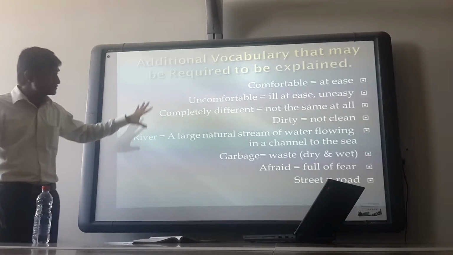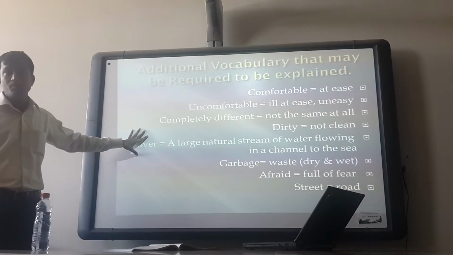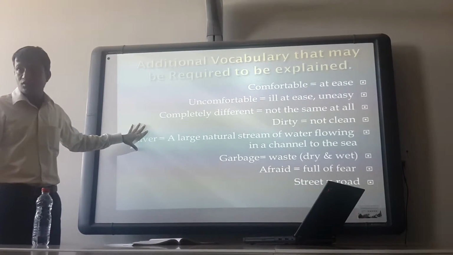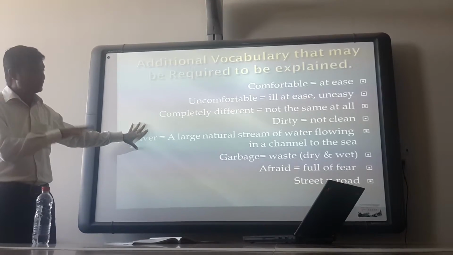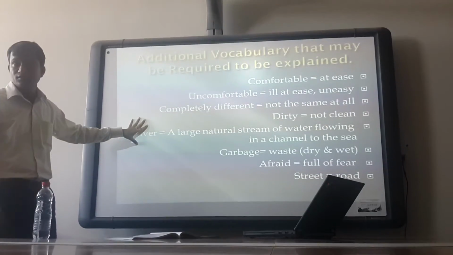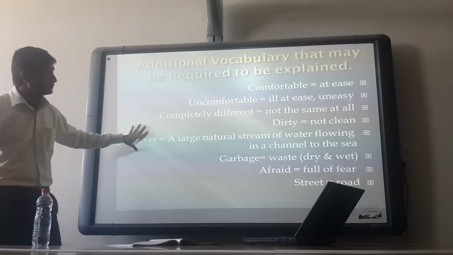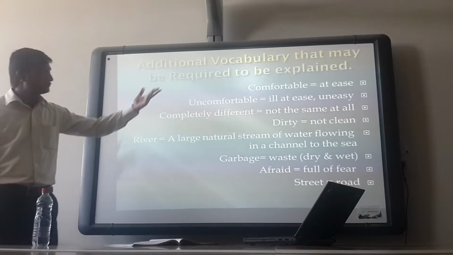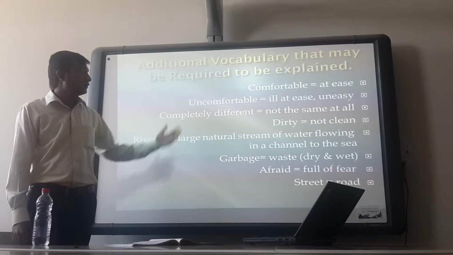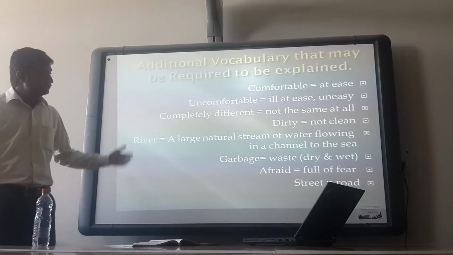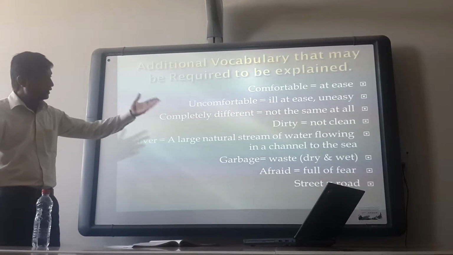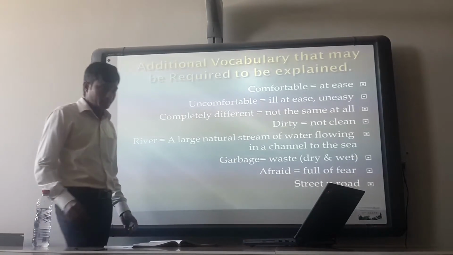So I have this vocabulary from the paragraph that may prove a roadblock to some of the students. So I have chosen this simple looking vocabulary, and I will explain the words to the students before I give them the comprehension exercise. For example, I will explain to them the words comfortable and uncomfortable. Sometimes we can use pictures along with the definitions given here.